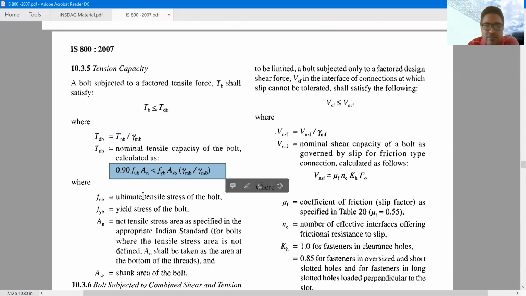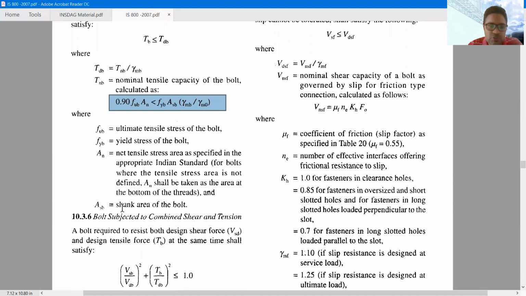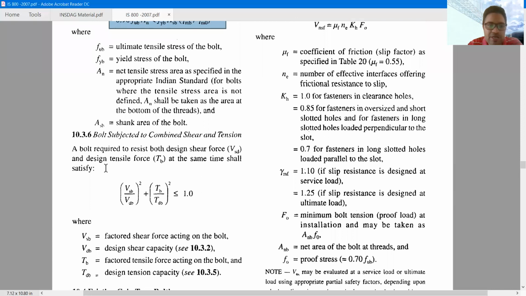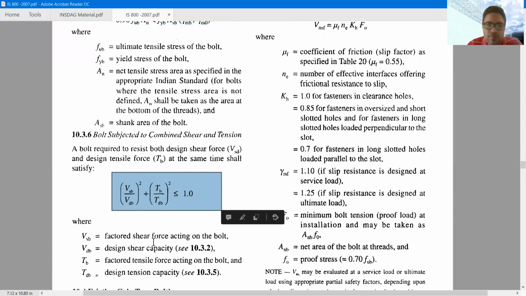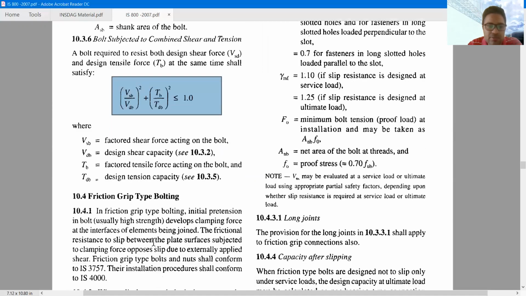So TNB is given here. You can see 0.9 into FUB into AN, and it should be less than FYB, ASB, and bracket gamma MB by gamma M naught. So all these values are given. Similarly, for a bolt subjected to combined shear and tension, this formula is given here.